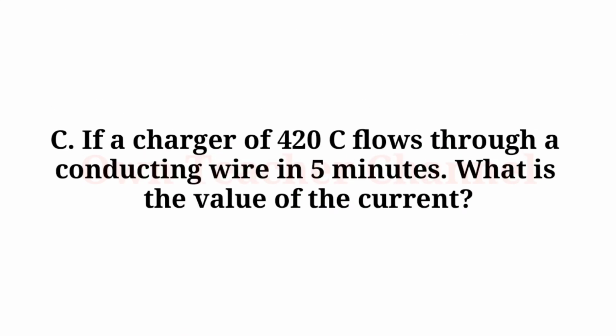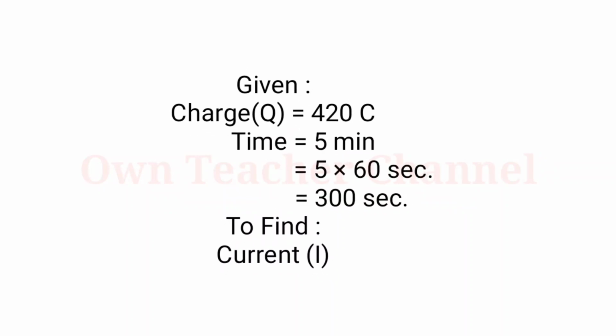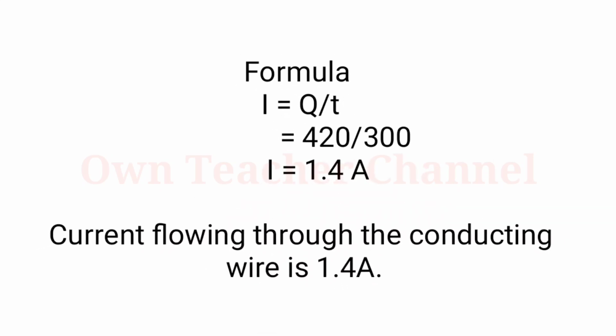C. If a charge of 420 C flows through a conducting wire in 5 minutes, what will the value of the current? Given charge is equal to 420 coulomb and time is given 5 minutes, we will convert it into second, that means 300 second, and we have to find out here current. So our formula is I is equal to Q upon T. So we will put here value 420 upon 300. So the current is equal to 1.4 ampere. Current flowing through the conducting wire is 1.4 ampere.